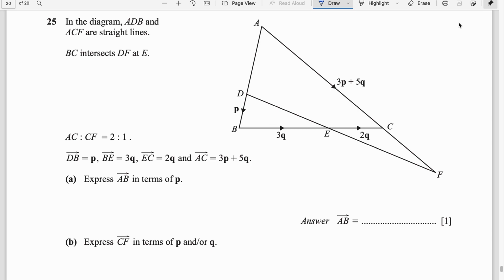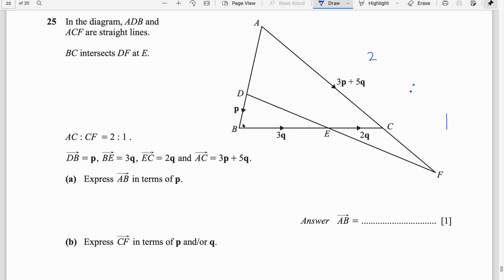Question number 25. In the diagram, ADB and ACF are straight lines. BC intersects DF at E. AC ratio CF is 2:1. DB is P, DE is 3Q, EC is 2Q, AC is 3P plus 5Q. Express AB in terms of P.